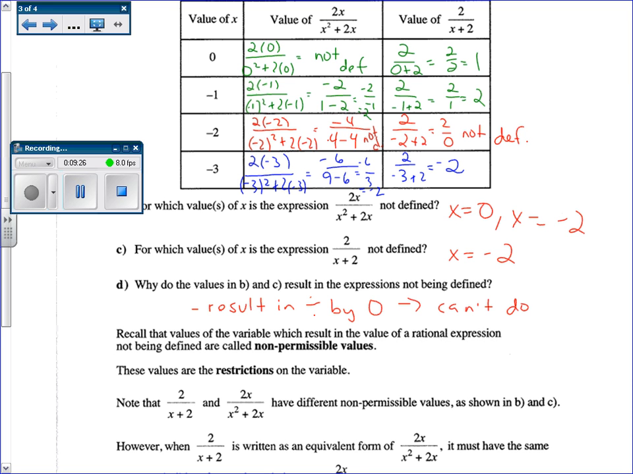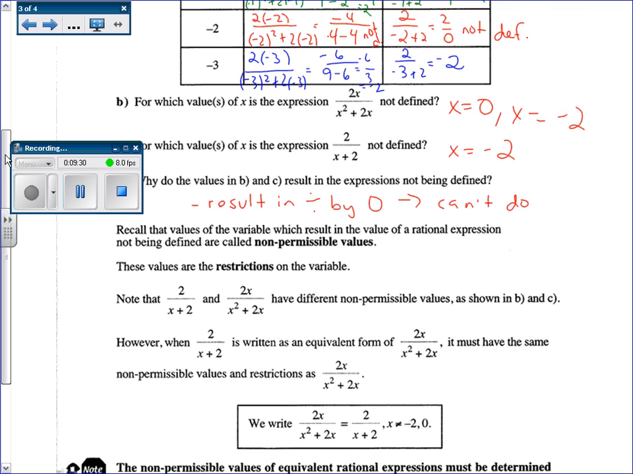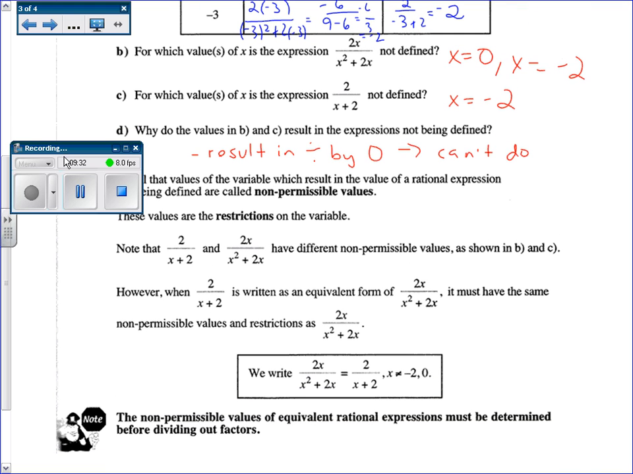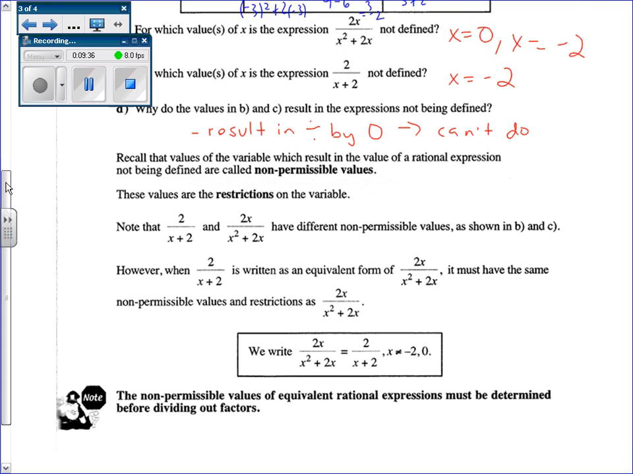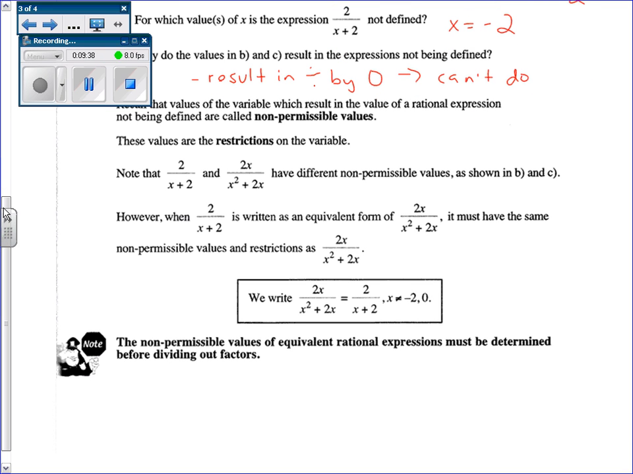And recall that the values of variables which result in the value of a rational expression not being defined are called non-permissible values, and these values are the restrictions on the variable. Note that the simplest form and the non-simplest form have different permissible values.